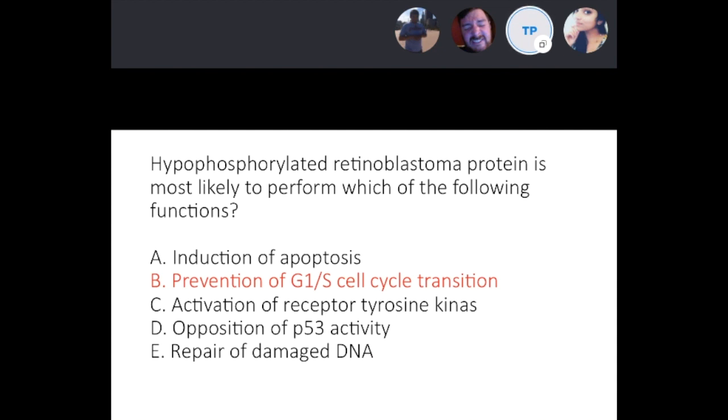Hypophosphorylated is the active form, so inactive. That's right, inactive. Now I'm confusing myself. Yeah, hypo being active. Sorry, active. Yes. And hyper being inactive. Right. Correct.